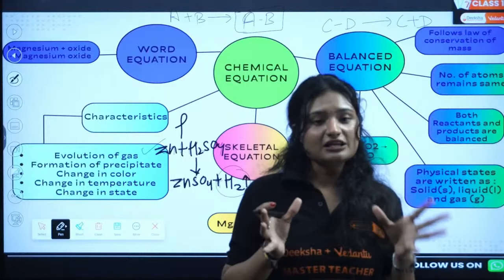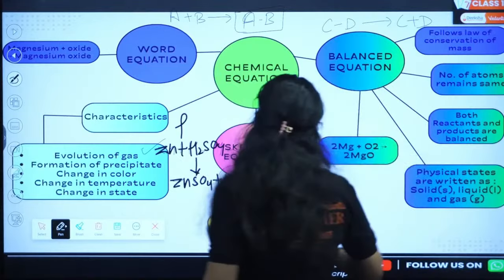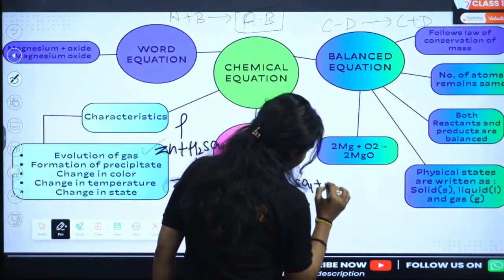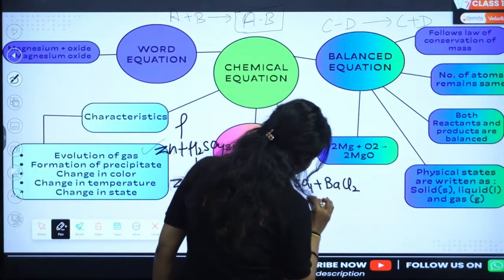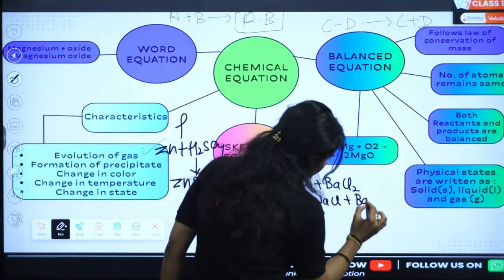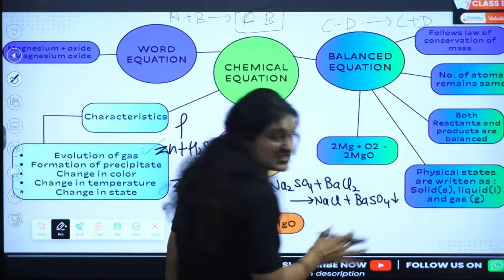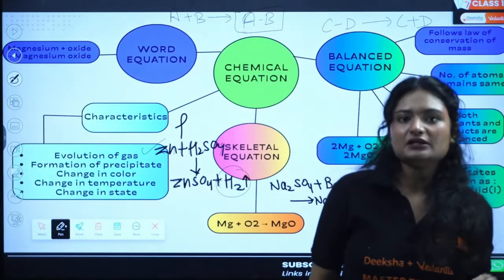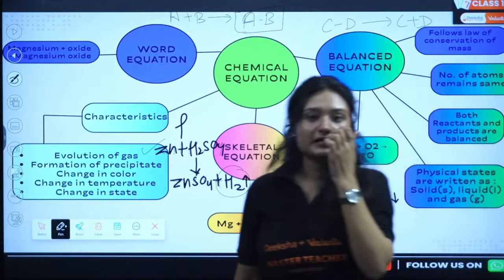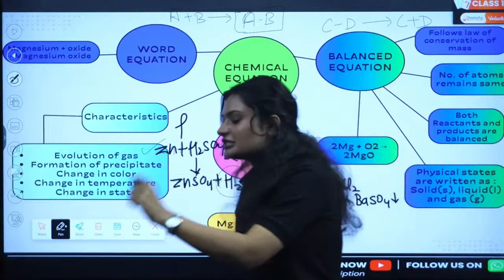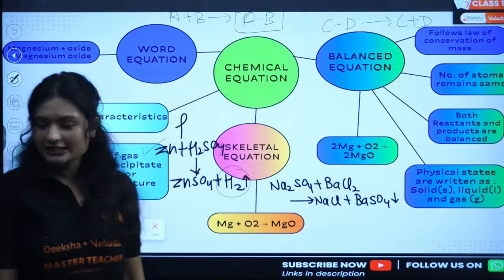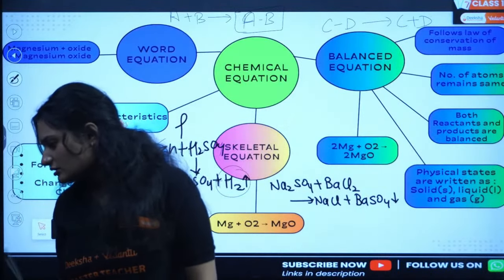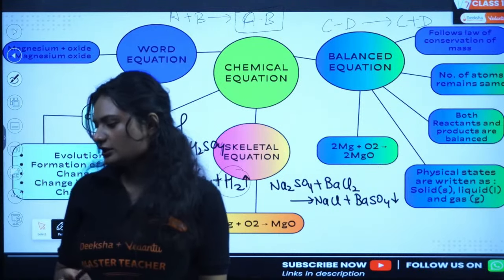When sodium sulfate combines with barium chloride, what are we getting? Sodium chloride and barium sulfate, a precipitate of barium sulfate. So in this process, as formation of precipitate is happening, we call it a chemical reaction. Clear? If it is clear, say yes in the live chat section, okay? Yes, it is clear. Okay.